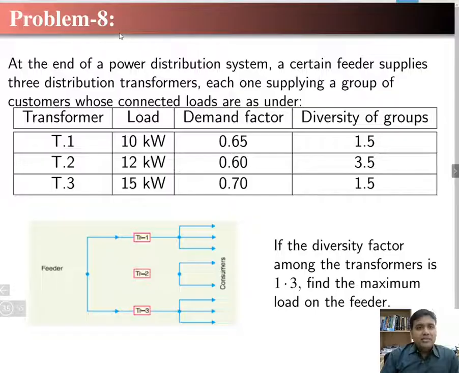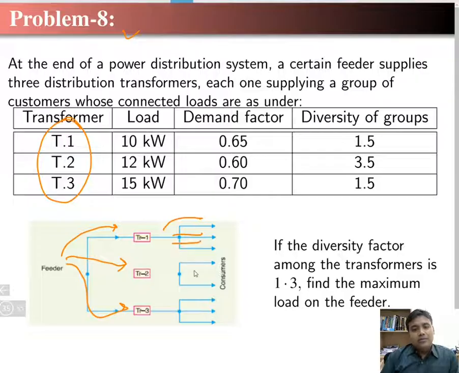Then problem number 8. Here you have three transformers T1, T2 and T3, which are the distribution transformers, and they are connected with a feeder. So the feeder is basically giving power to the three transformers, and the three transformers are delivering power to different types of consumers whose maximum demand or load is given to be 10 kilowatt, 12 kilowatt and 15 kilowatt respectively for the individual transformers. The demand factor for the transformers are also mentioned, and the diversity factor for the groups are also mentioned. And overall it is mentioned that the diversity factor for the entire system is 1.3.